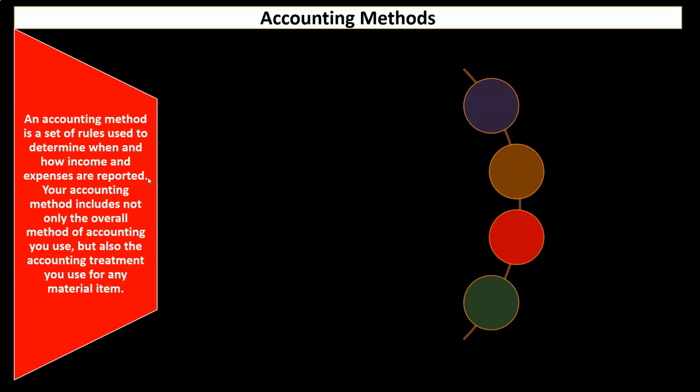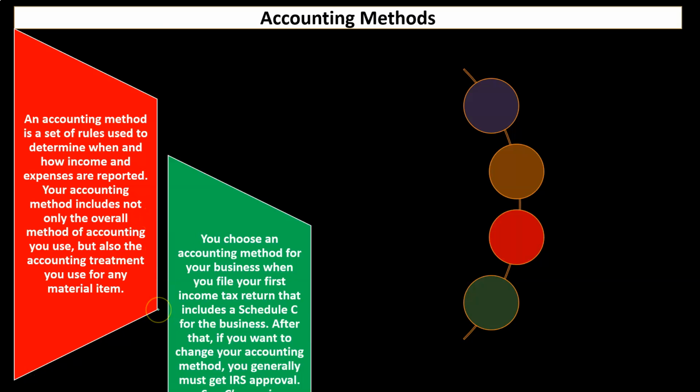So we're focused in on those accounts, even though the balance sheet will have accounts that are basically accrual based, meaning accounts receivable, for example, is an accrual account. If you are on a cash basis, you would not be recording accounts receivable. But you have the accounts receivable due to the fact that you're recording income at a specific point in time. You're recording income in that case before you actually receive the cash, resulting in an accounts receivable on the balance sheet as well. So your accounting method includes not only the overall method of accounting you use, but also the accounting treatment you use for many material items.